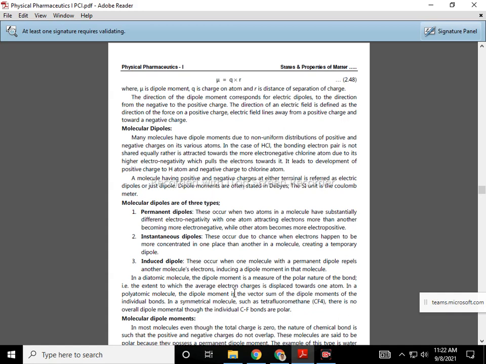Induce means someone is enhancing it. Someone is inducing it, enhancing, inducing. Someone is there which enhances, which induces, which produces the dipolar nature in the molecule. This occurs when one molecule with a permanent dipole repels another molecule's electrons, inducing a dipole moment in that molecule. So how can you understand this?